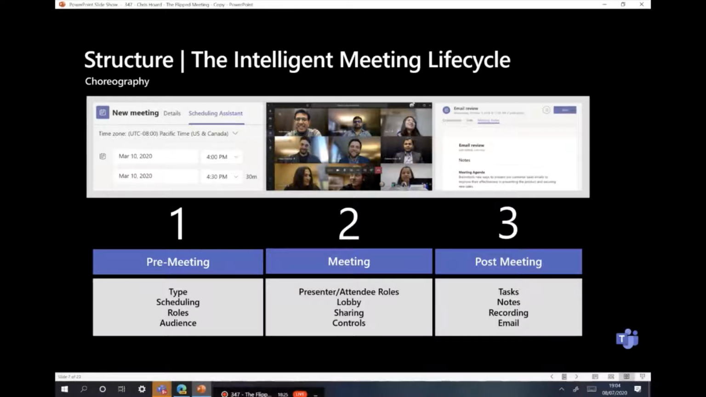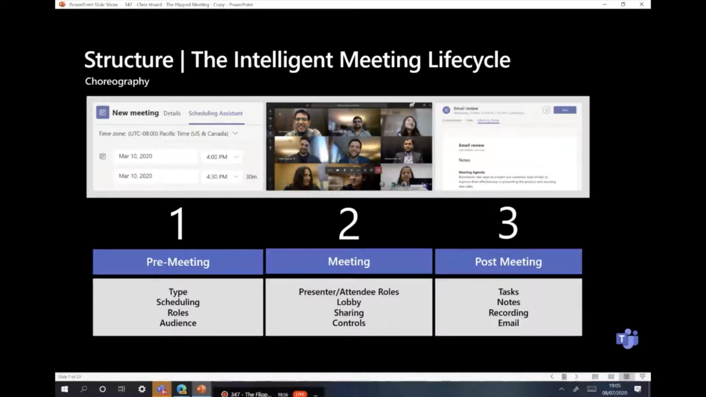The second act, as it were, is all about the meeting itself. Are we going to have a lobby for that meeting in order to control the attendees coming in? What are we going to do about sharing the resources? Are we going to add them into the chat? Are we going to send them afterwards? How are we going to present? Are we going to be using PowerPoints? Are we going to be using the whiteboard? And it's also about the meeting controls too.